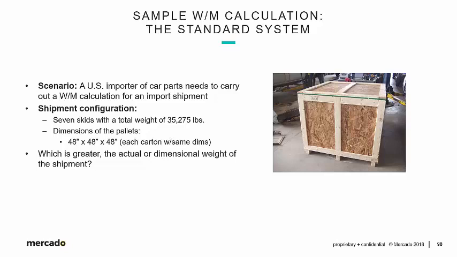In this case, second bullet point, what's our configuration? We have 7 skids, 7 pallets, with a total weight of 35,275 pounds. We have our dims of the pallets, 48 by 48 by 48, each carton with the same dimensions for ease of calculation purposes. The big question, which is greater, the actual or dimensional weight of the shipment? Let's find out.